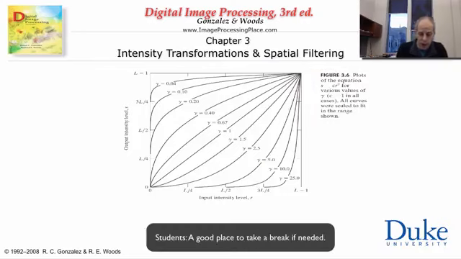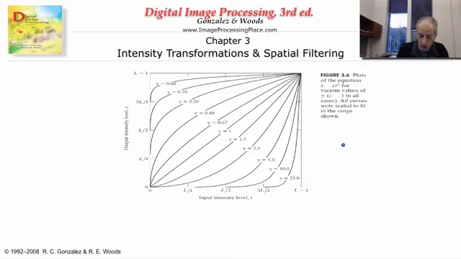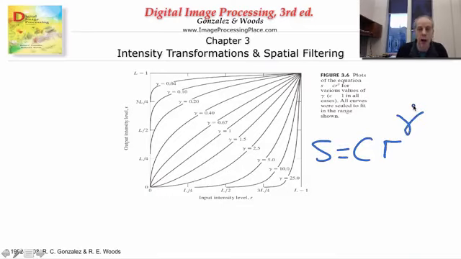Another extremely important operation is an exponential function, and I'm going to write it here. S, the output, is going to be a constant times the input to some exponent gamma. The basic idea here is that depending on gamma in particular, we get different functions that transform the input to the output. And this is very often called gamma correction.